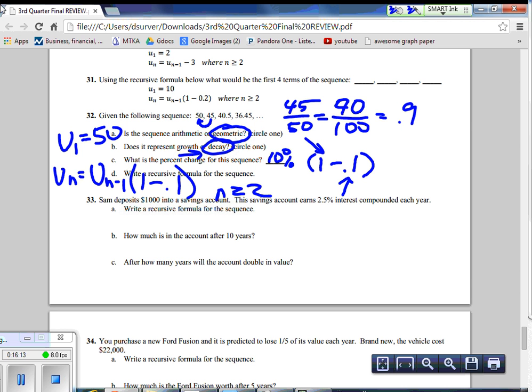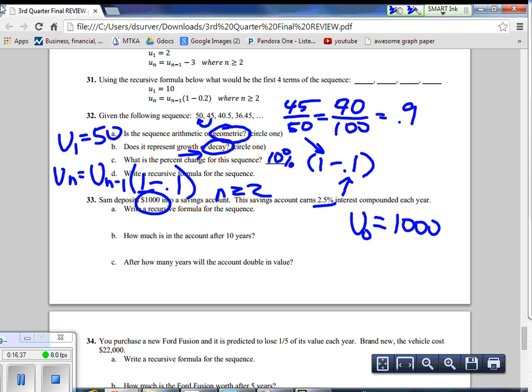Okay, number 33. This one I'm definitely going to need the calculator for. So 1,000 and you're earning 2.5% interest. Man, I saw a lot of mistakes on that. A lot of people put it in the calculator as U1. First of all, you shouldn't do that. It should be U0 because it's a real world problem, unless they give you the year, which they didn't. So I'm going to go with U0.